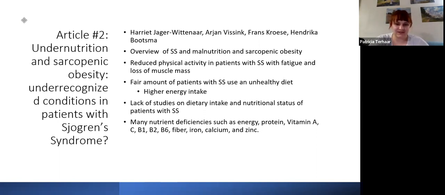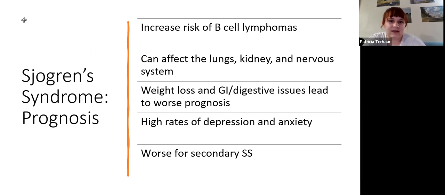There are many nutrient deficiencies associated with Sjögren's syndrome, such as energy deficiency, protein deficiency, vitamin A, C, B1, B2, B6, fiber, iron, calcium, and zinc. The prognosis for Sjögren's syndrome is typically tied to an increased risk of B-cell lymphomas. It can affect the lungs, kidney, and nervous system.